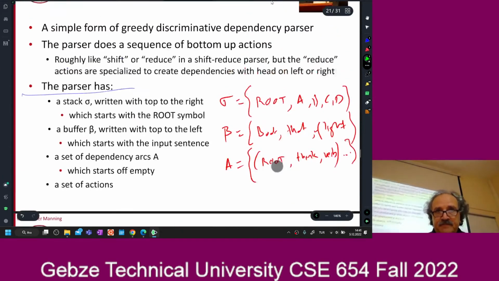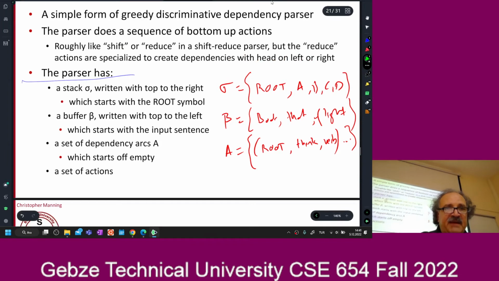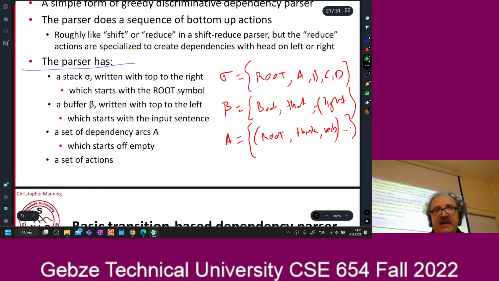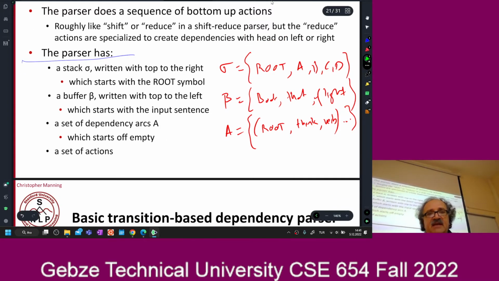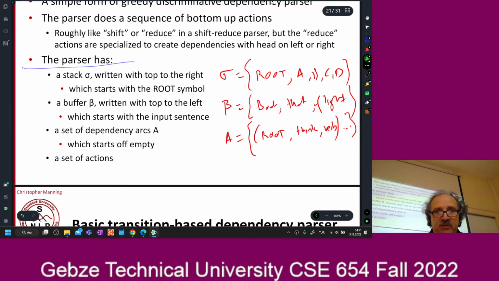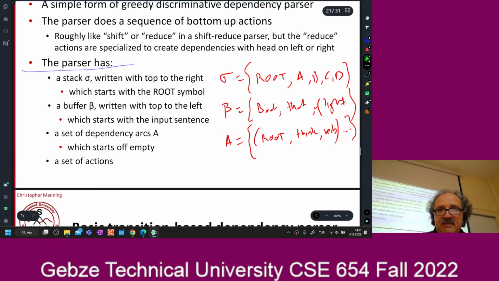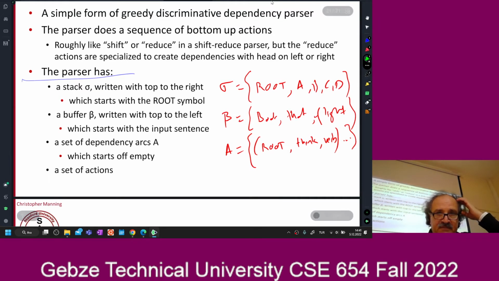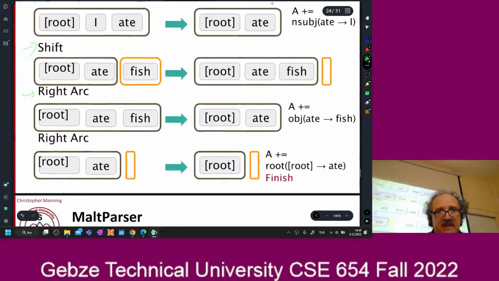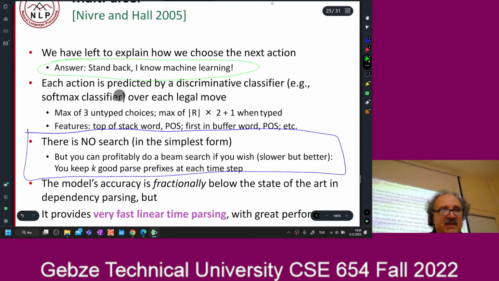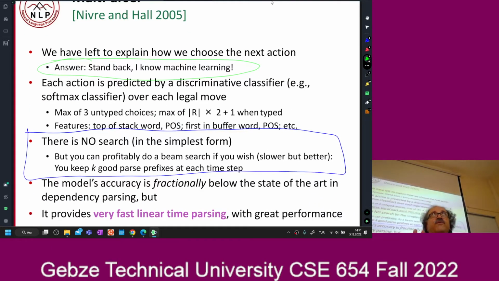Okay. This stack sigma, buffer beta, and this dependency arc A. Since we are producing this A as the output, I don't need it as an input. So the sigma and beta will be our input to the classifier. That will be it. And so out of three decisions, either shift or arc left or arc right.